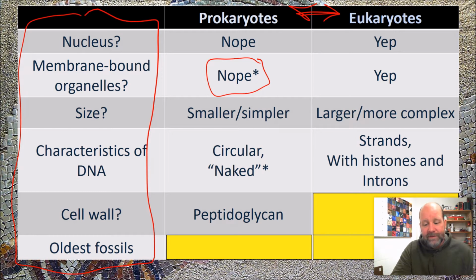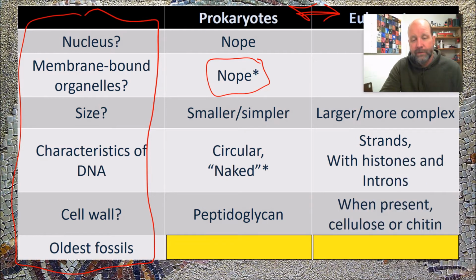Prokaryotes do typically have a cell wall. It's made of a kind of protein and sugar combination called peptidoglycans. And of course, some eukaryotic cells have cell walls, but they're either cellulose in plants or chitin in fungi.